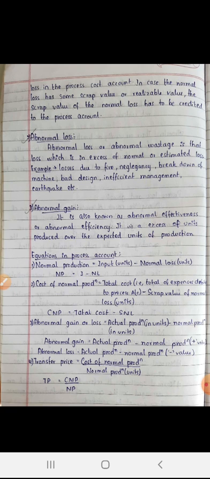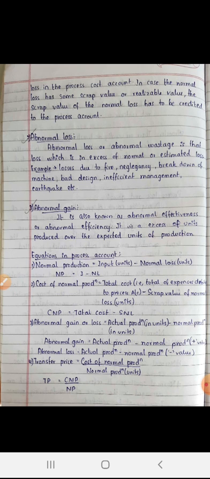Next one is the abnormal loss. Abnormal loss or abnormal wastage is that loss which is in excess of normal or estimated loss. Normal losses are estimated, right? The loss beyond, in excess of the normal or estimated loss, more than the normal loss, is called the abnormal loss. Examples: losses due to fire, negligence, breakdown of machine, bad design, inefficient management, earthquake, etc. These are the abnormal losses.